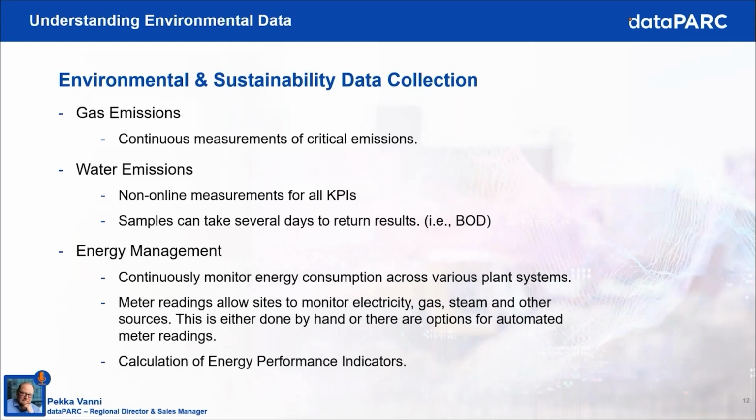For water emissions, the situation is more complex because online measurements are not possible for all key performance indicators. One typical component in an environmental permit is Biochemical Oxygen Demand, BOD. Let's use that as an example. BOD is a key indicator of water quality. It's measured in the laboratory from a collection sample of purified water.